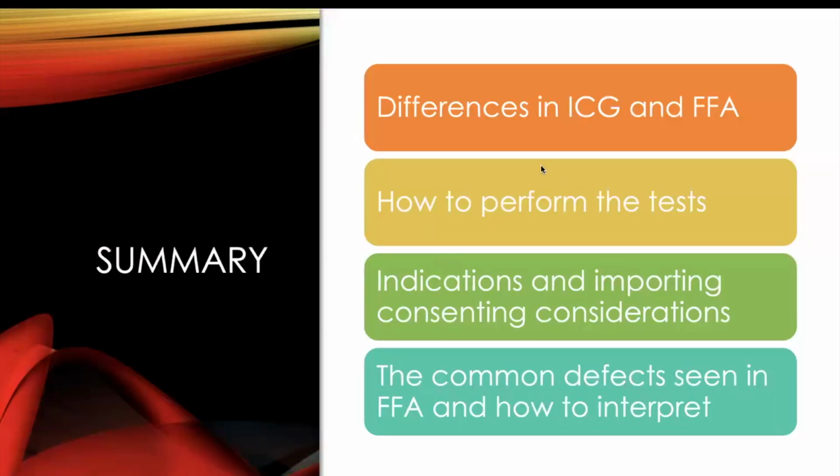So in summary, we've spoken about the differences in your ICG and your FFA. We've spoken about the different indications, what the ICG is useful to see, what the FFA is useful to see, how to perform these tests, just in terms of how it's actually done practically, the indications for them, and some important consenting considerations to have, especially with an FFA. And we've also just touched on the common defects that you'll see, the hyperfluorescent patterns, the hypofluorescent patterns, and how to interpret FFAs with some of the common pathologies.